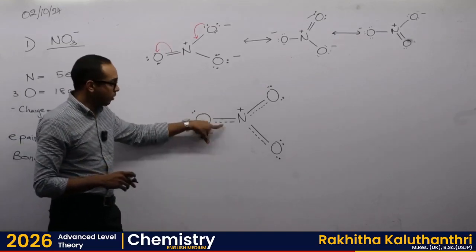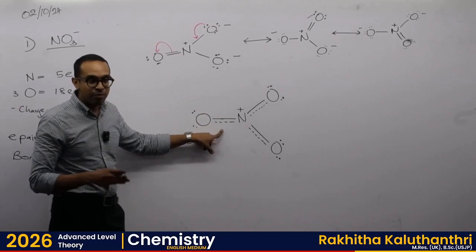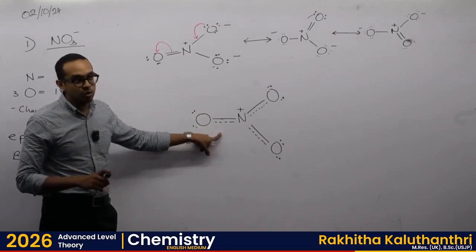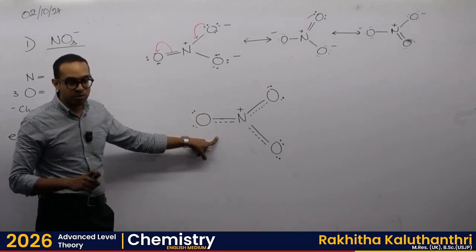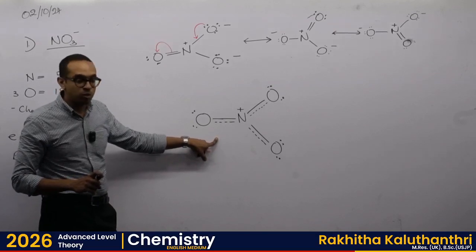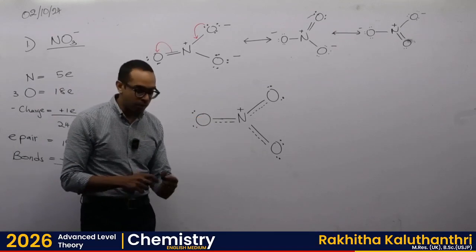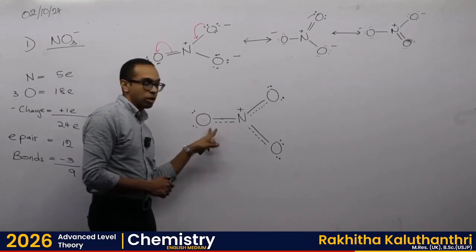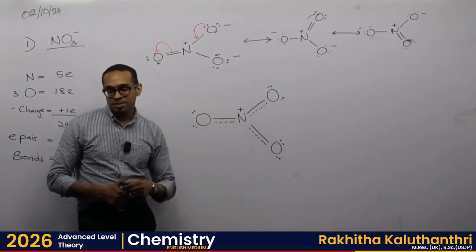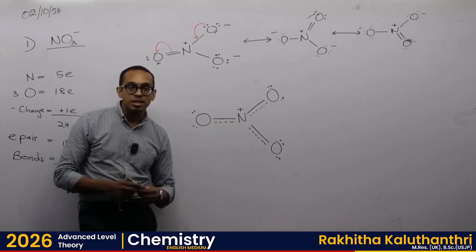Right? 1 sigma bond and 1/3 pi bond. You can say 1.33 because when you divide 1 over 3 you get 0.33, right? So therefore we can say 1.33 bond order is there. Bond order is the total number of bonds between the two atoms. Total number of bonds between the two atoms is, in this case, 1.33.